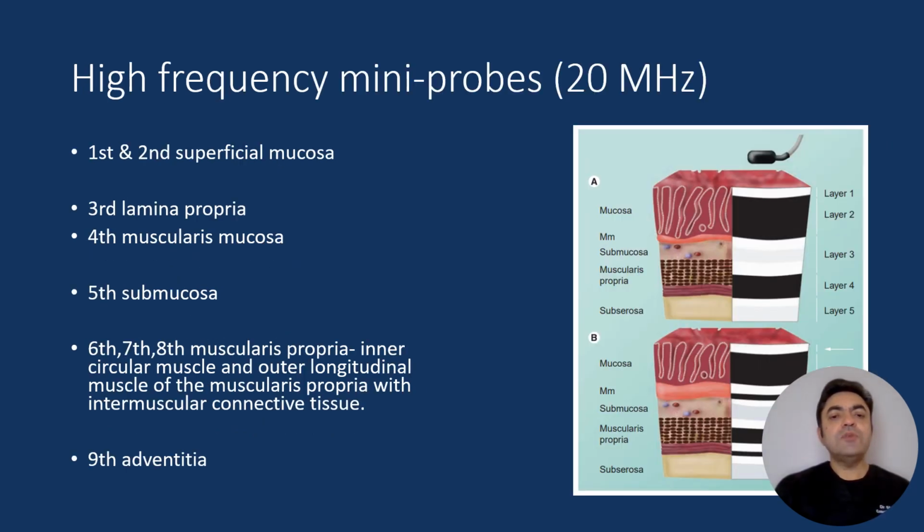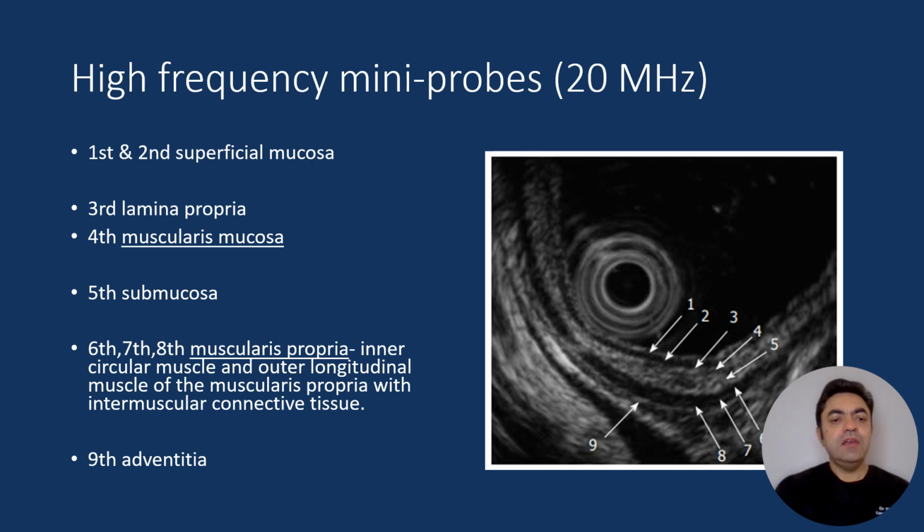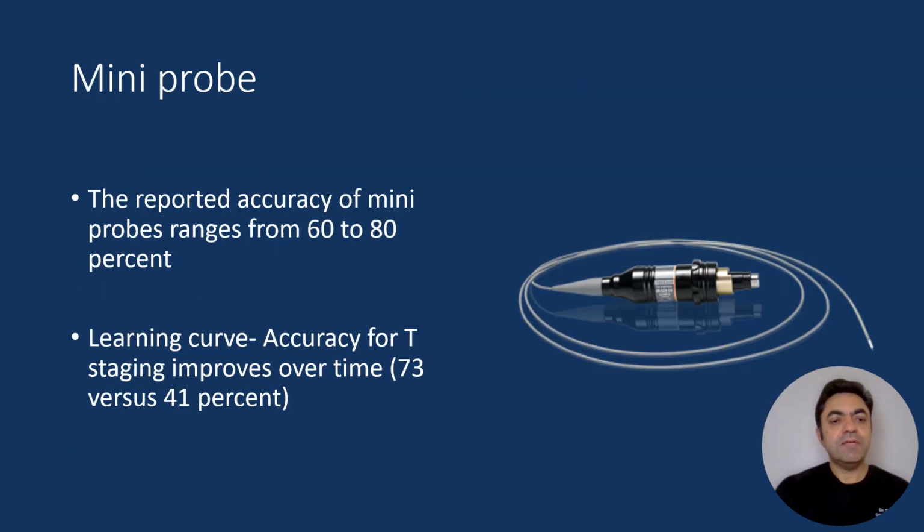So with this high frequency mini probe, the esophageal layers can now be seen as 9 layers, with the first and second being the superficial mucosa, the third being the lamina propria, fourth being the muscularis mucosa, 6th, 7th, and 8th being the muscularis propria, and the 9th being the adventitia. And with this, we can differentiate the 4th muscularis mucosa layer, which helps us differentiate between T1A and T1B disease.